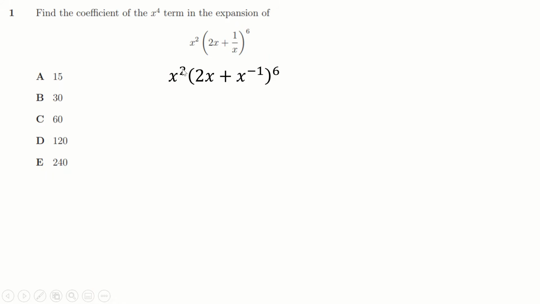Because I have this x squared term, I want x squared terms from this object, because then, of course, x squared times x squared gives me x to the 4. So I'm just looking for x squared terms in this object, ignoring this thing out here. Okay, well, I'm just going to use binomial expansion for that.